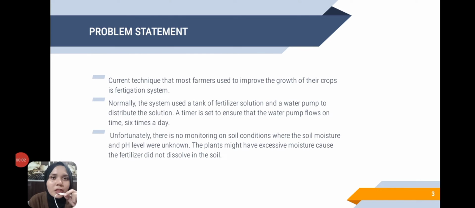Okay, next for the problem statement. The current technique that most farmers use to improve the growth of their crops is the fertigation system. Normally, the system uses a tank of fertilizer solution and a water pump to distribute the solution. A timer is set to ensure that the water pump runs on time 6 times a day. Unfortunately, there is no monitoring of soil conditions, so the soil moisture and pH level are unknown. The plants might have excessive moisture, causing the fertilizer not to dissolve in the soil.